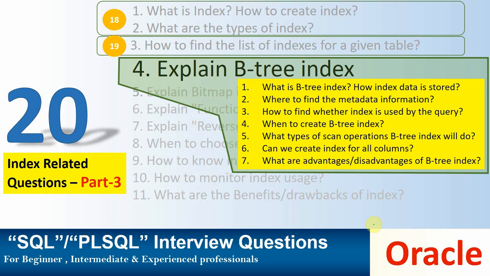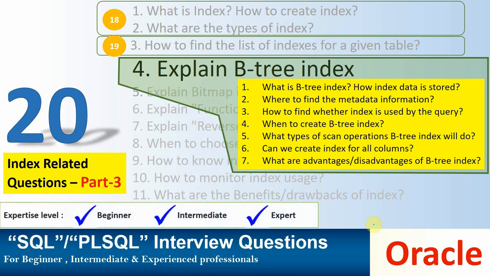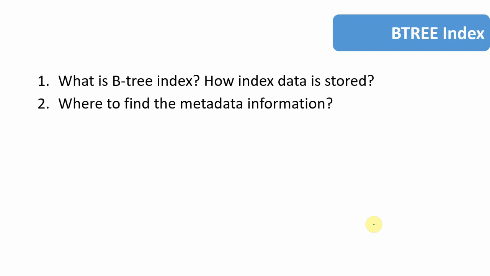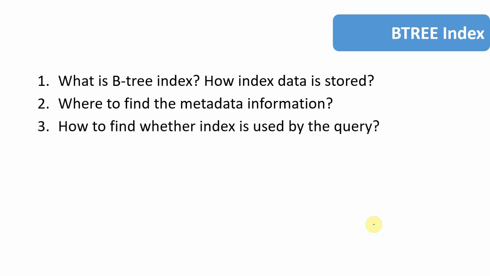Now we'll start with BTREE related index questions. I have given a list of questions related to BTREE, and if we find answers for these 7 questions, we'll be able to understand most of the BTREE related concepts. To start with, the first question is: what is a BTREE index? Then, when you create a BTREE index, how is the information stored in the index segment? Once you have created a BTREE index, where will you find the metadata information about the BTREE index itself?